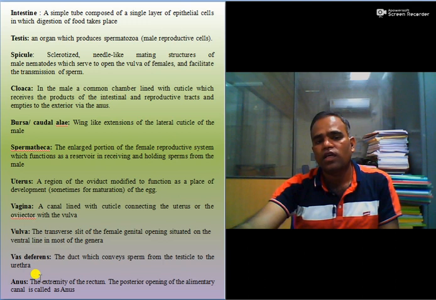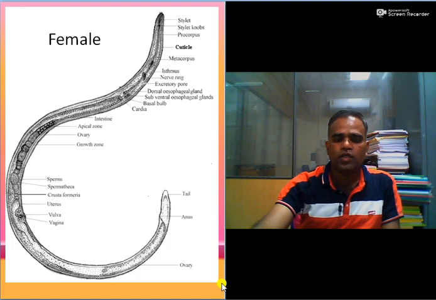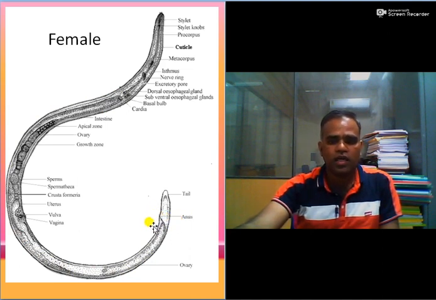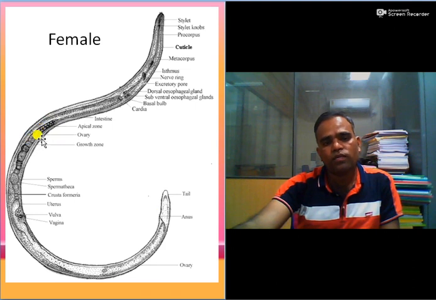Then the anus, the extremity of the rectum, the posterior opening of the alimentary canal, is called the anus. So here we can see from the intestine. This is the intestine, which opens externally at the end with the anus. Here is the part called the rectum. Then second, in the reproductive system, it is the ovary, which produces ova or eggs.